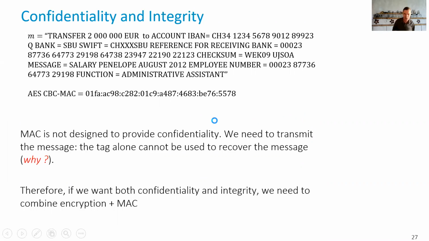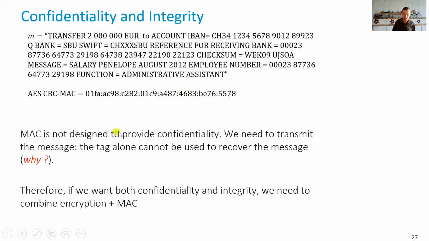For example, if I send this message to my bank, a bank transfer, then the AES CBC-MAC would add a 128-bit tag, which is a chain of hexadecimal digits that would look like this. And if I change anything in the text here, then the tag should be modified, but if I don't have the secret key, I cannot compute the resulting tag. So this is how it works. That's the integrity part of the tag.